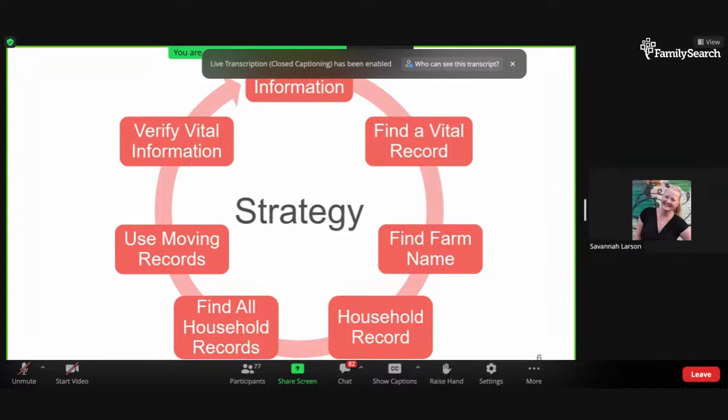So once I find one, I would just follow it forward and backward in time until I've got all of the censuses or the household records for their life. If the person moved, then I would look into whether moving records were kept in the parish. And then I would verify all of the vital information that was given on the household records. After I've got all the household records, I would verify all of the births and deaths and marriages that I see on those records, to round out the family and finish up the research.